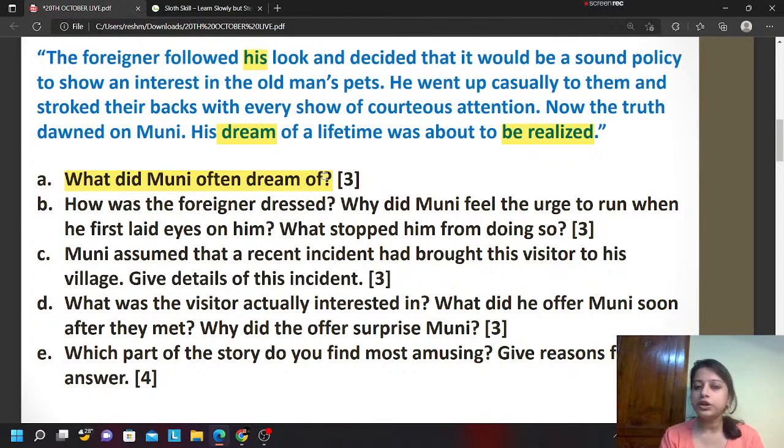Okay, so what did Muni often dream of? Muni thought that he would rear those. It was Muni's lifetime dream to open a small shop on the highway where he was standing, by the capital which he would get by selling his goods. Sitting there, watching towards the hills, he had dreamt.